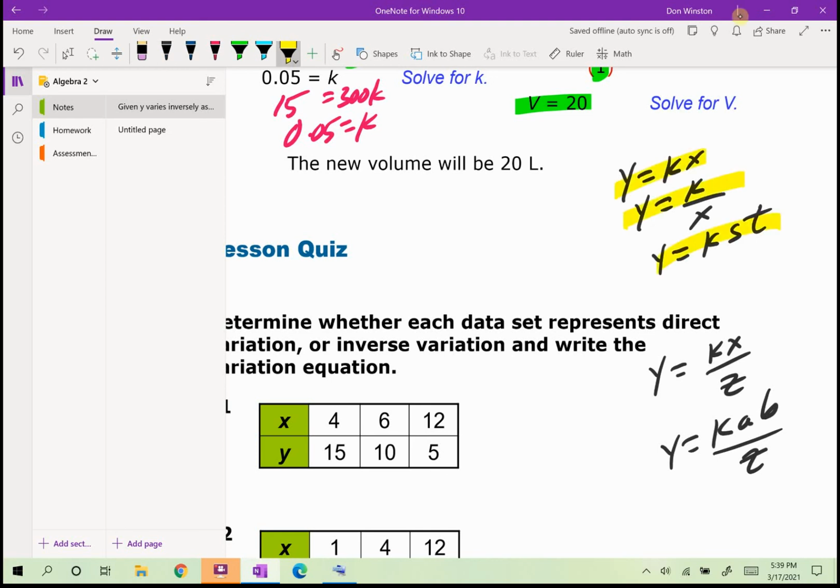Okay, but in each case you first have to find k. You have to find k. Doesn't matter, the process is the same. And then once you find k, you can write your equation using k and then solve it to answer the rest of the problems.